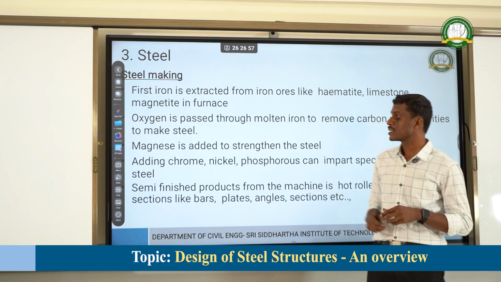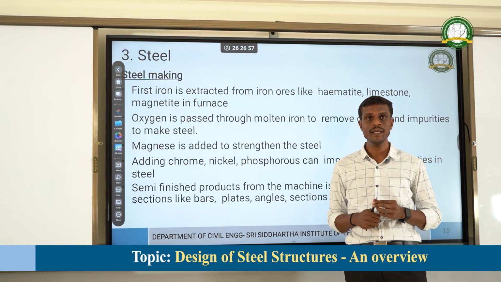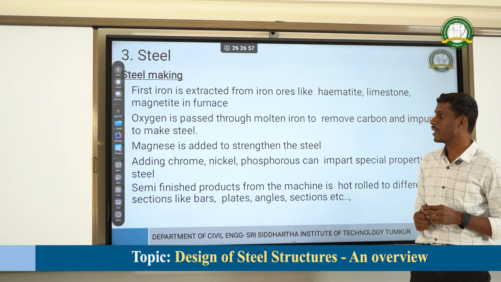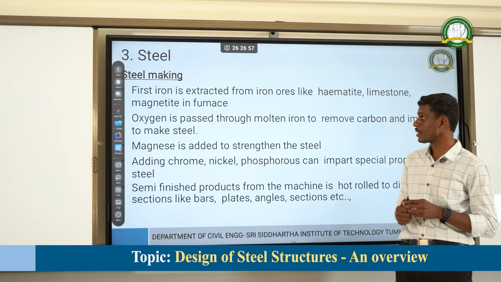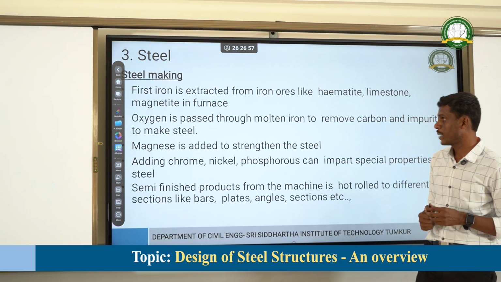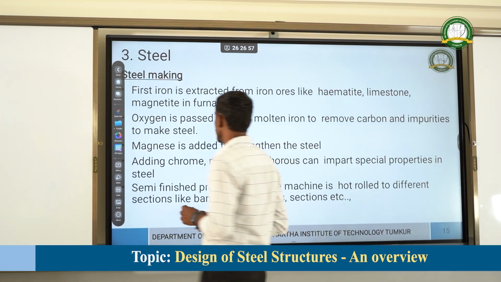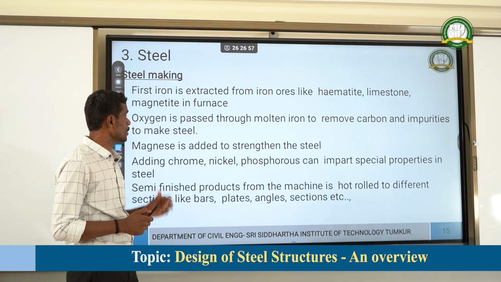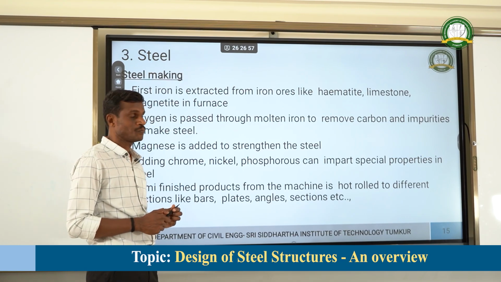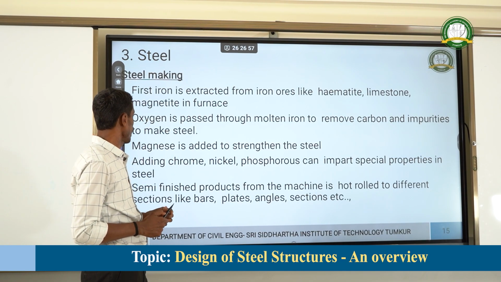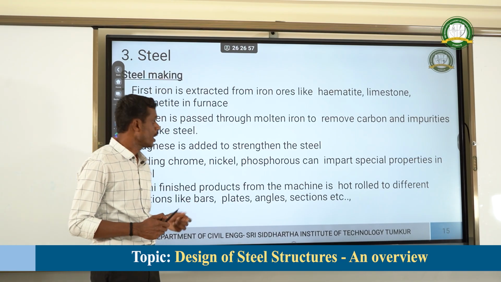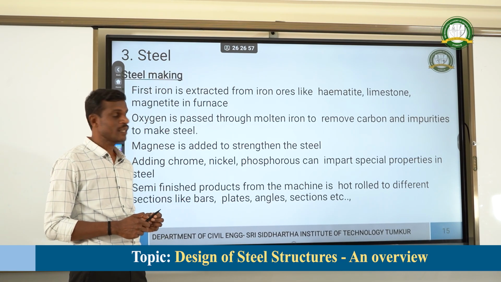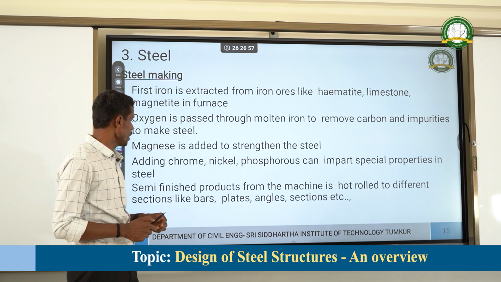So coming to steel production, how steel is going to be produced. Steel is produced as follows: first iron is extracted from iron ores like hematite, limestone and magnetite, and in the furnace they are filled with oxygen, which is passed through molten iron to remove carbon dioxide and to make it steel. Manganese is added to the steel to give it strength. It will be added in a certain percentage, and then the strength will be increased.